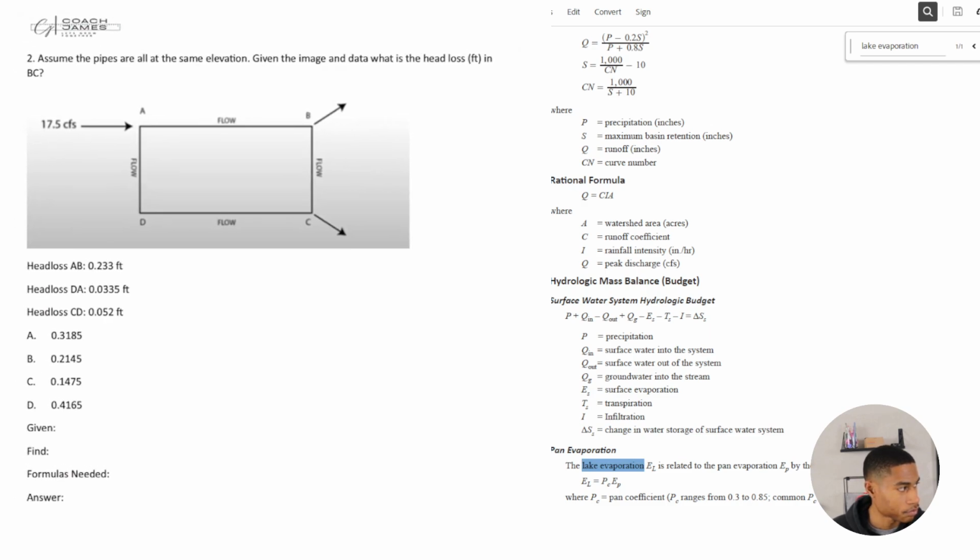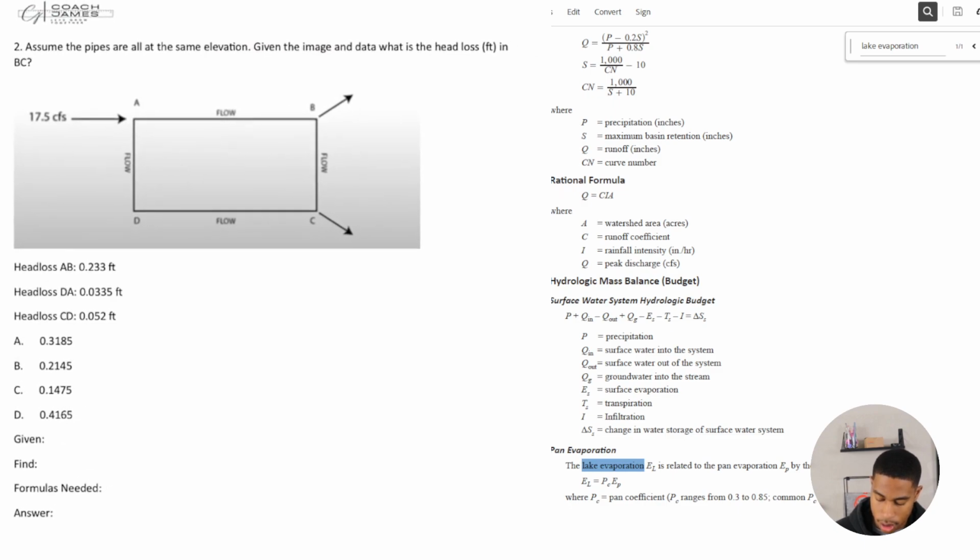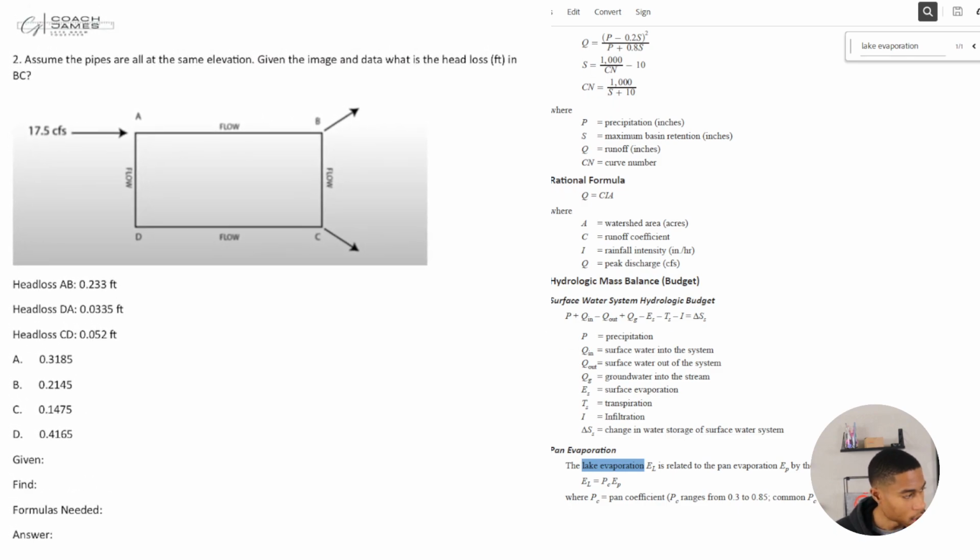Look at number 2. Assume the pipes are all at the same elevation. Given the image and data, what is the head loss in BC? Okay. So we are given the flow, right, going into the pipes. We got a flow of 17.5 cubic feet per second.